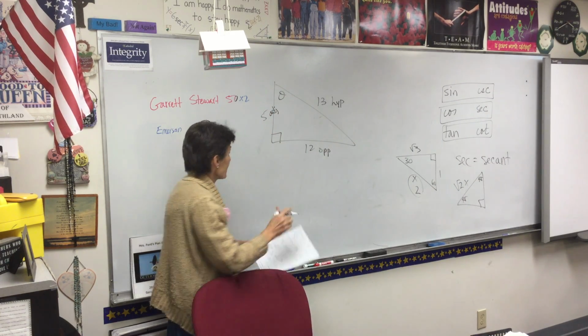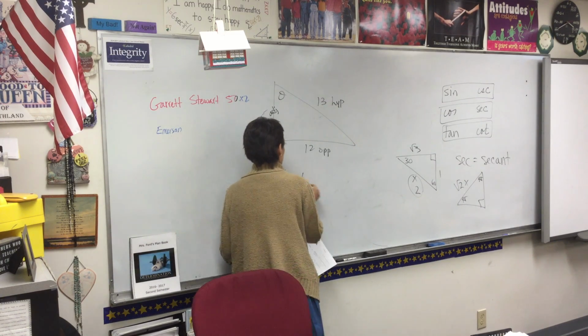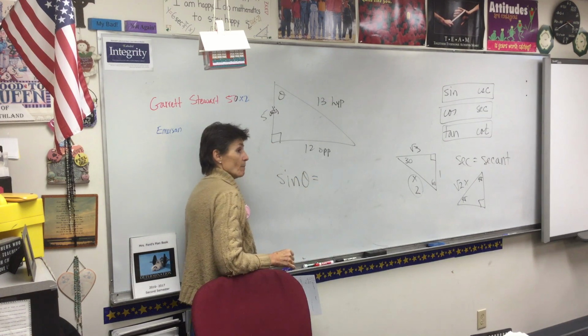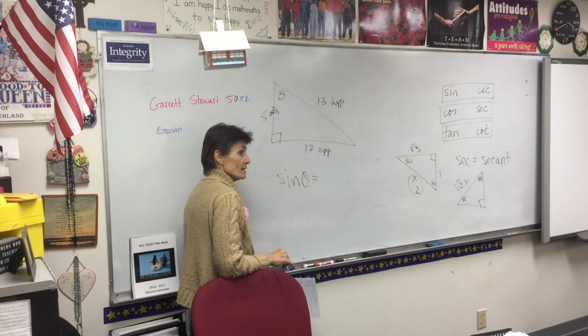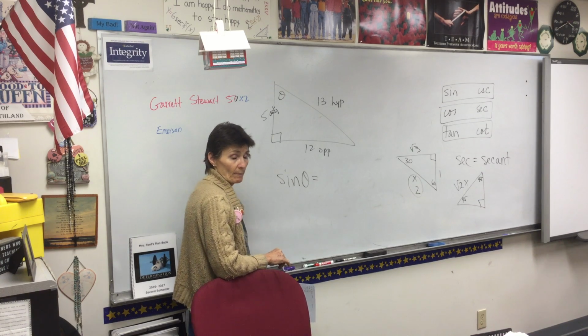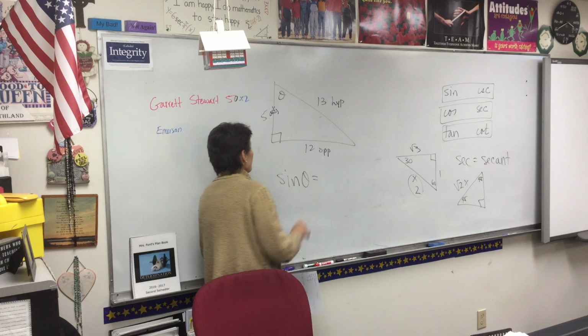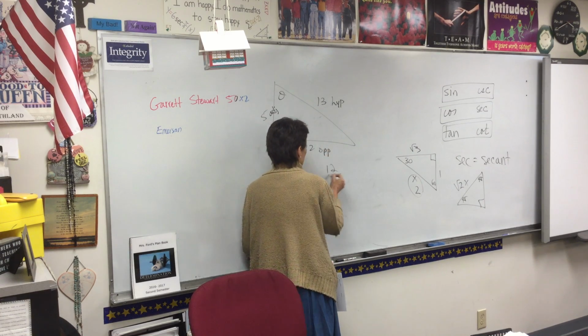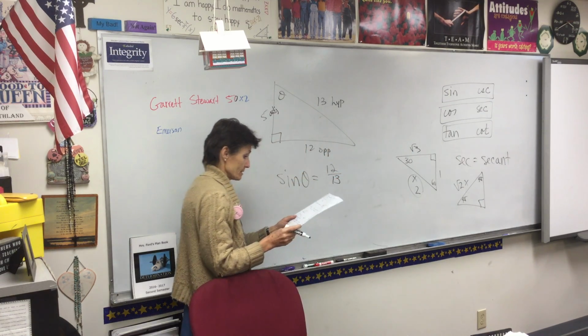And we want to know the sign. So what's the sign of that angle? Well, remember what sine is. Sine is opposite over hypotenuse. So opposite over hypotenuse would be 12 thirteenths.